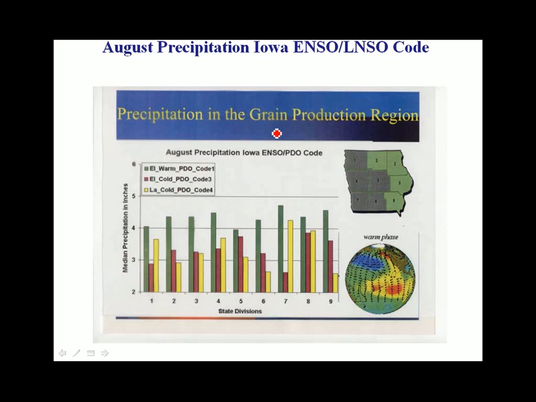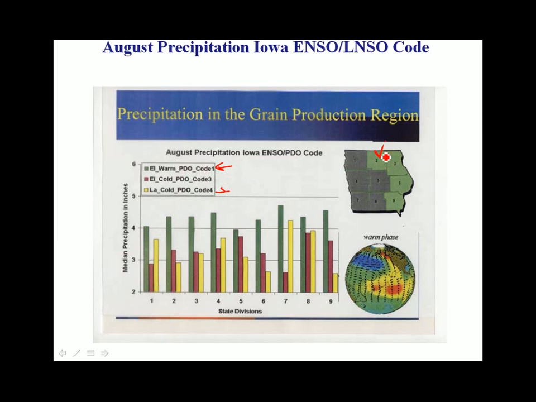Now I'm just going to show you a few items where I looked at El Nino during the warm PDO for division 1. I did some statistical analysis, and basically what we're looking at is the median precipitation for an El Nino warm event for State Division 1, and we found that the median precipitation was about 4 inches. During a La Nina cold event, it was about 3.5. And so there really wasn't a huge difference between those two events, the warm event and the cold event.